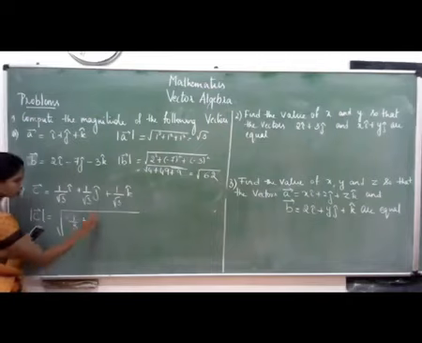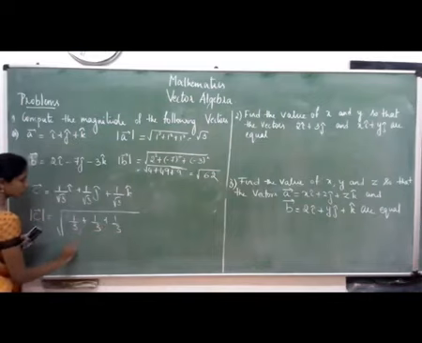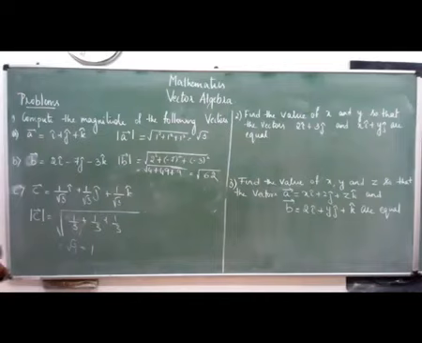Again 1 by root 3 the whole square, which is 1 by 3, which is 3 by 3, which will be equal to 1. Okay.